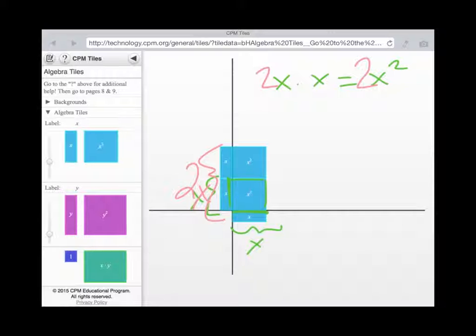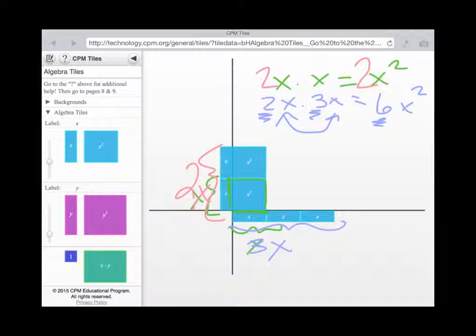All right, so let's say I am multiplying now 2x times 3x. Here's my 3x's. So 2x times 3x, if I fill that in, I'm going to end up having 6x squared. And so if you look at what happens, basically, I could multiply the 2 times the 3, which gives me 6, and then x times x is always x squared.